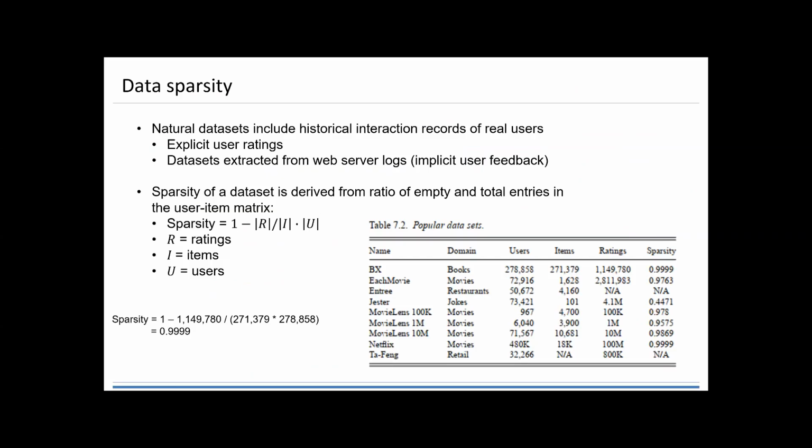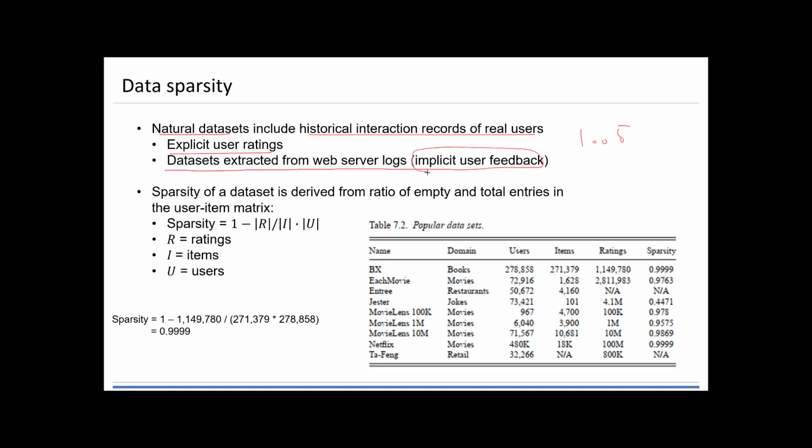So when we deal with this kind of recommendation system, we know about the data sparsity. Data sparsity means we need to look at how the natural data set includes the historical interaction record of the real users. Let's say there are some explicit ratings. The explicit ratings are the ratings that you have like 1 until 5. And there will be some data set that we can extract from the web server logs.